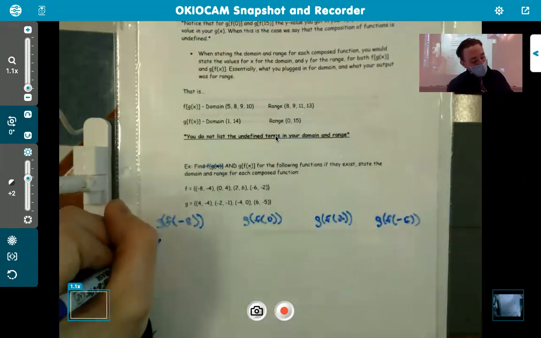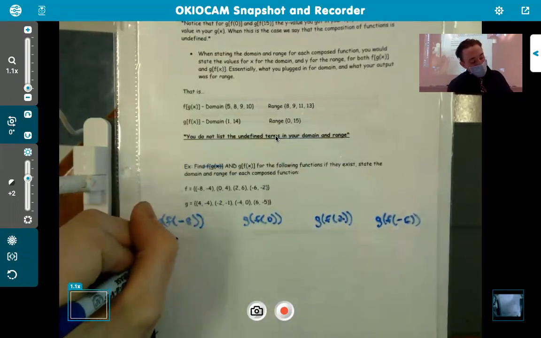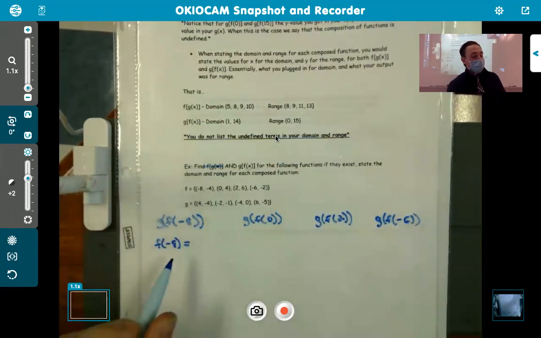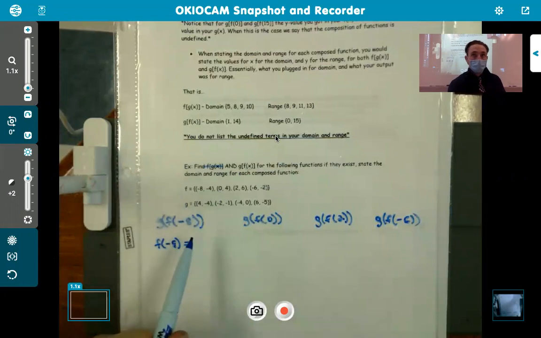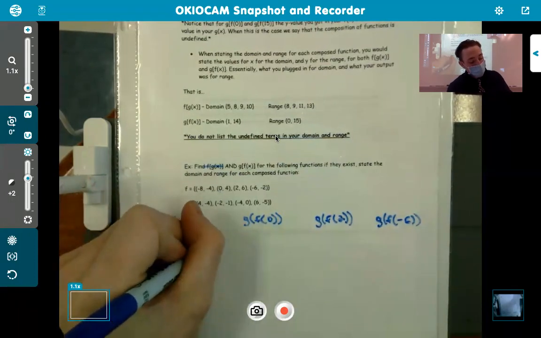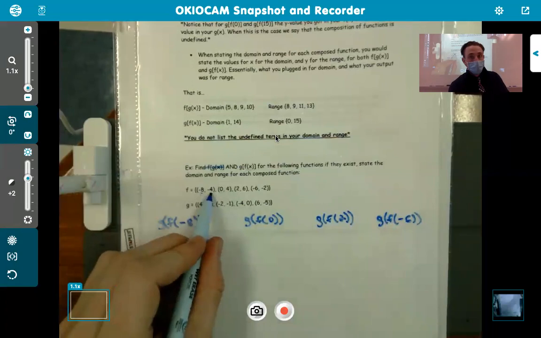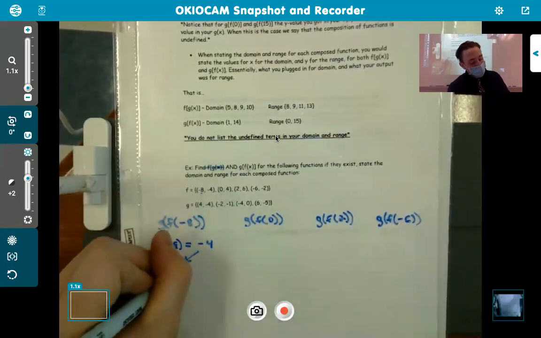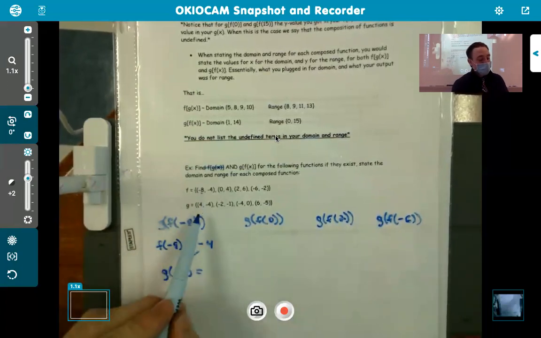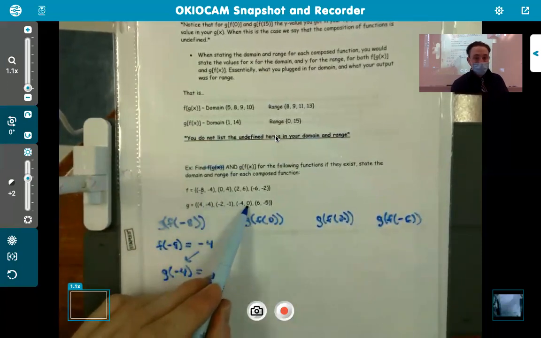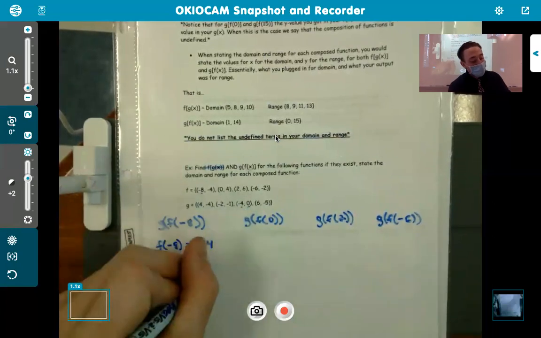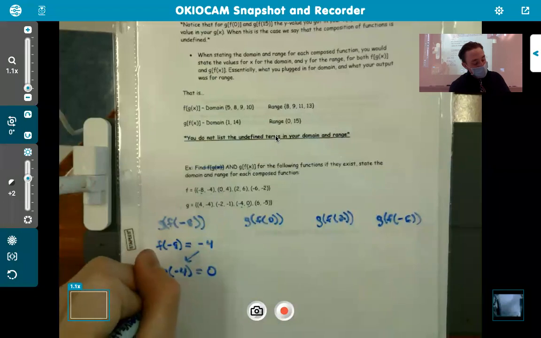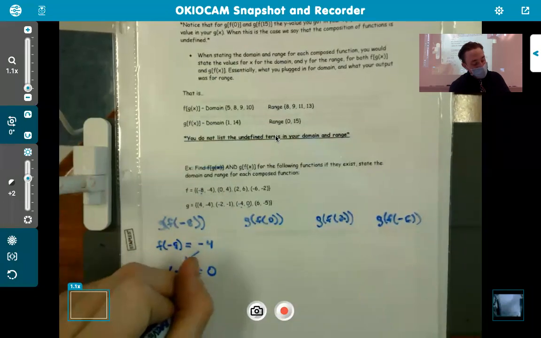So when I'm looking at my list of values there, what is f of -8? Because I'm going to start with the inside function. -4, right? -8, I get -4. So then I'm going to take that -4 and I'm going to plug it into my g function. Well, what's g of -4? 0. I just go to wherever that x value is, -4, see if there's a y value, and I have 0. So then g of f of -8 is 0.